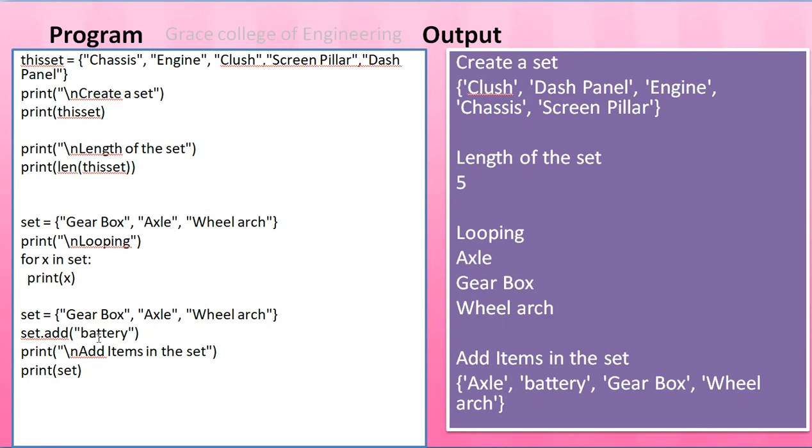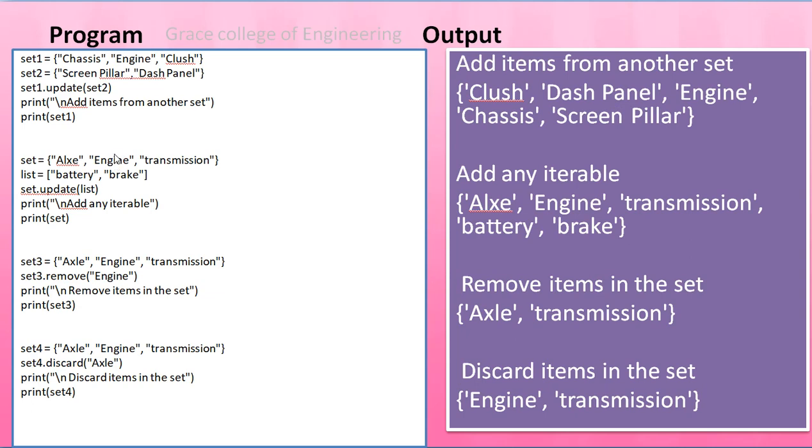Next, the add() method is used. The set is created and next the battery is added. Side by side you can see the output, then it will be very easy to understand. Next, the update() method is used. Next, remove() of engine. If some particular item needs to be deleted, you can use the remove() method.